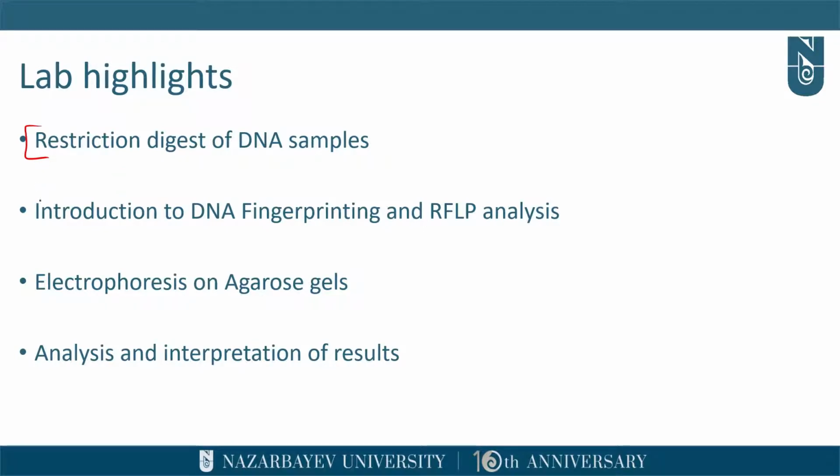Okay, so during today's lab, we are going to talk about the restriction digest of the DNA. Then we are going to talk about DNA fingerprinting and RFLP analysis. After that, we are touching on electrophoresis, and it is going to involve the agarose gel. So agarose gel is usually performed with samples of nucleic acids, so RNA and DNA usually go on agarose gels. Finally, we are going to perform the analysis and the interpretation of the results.